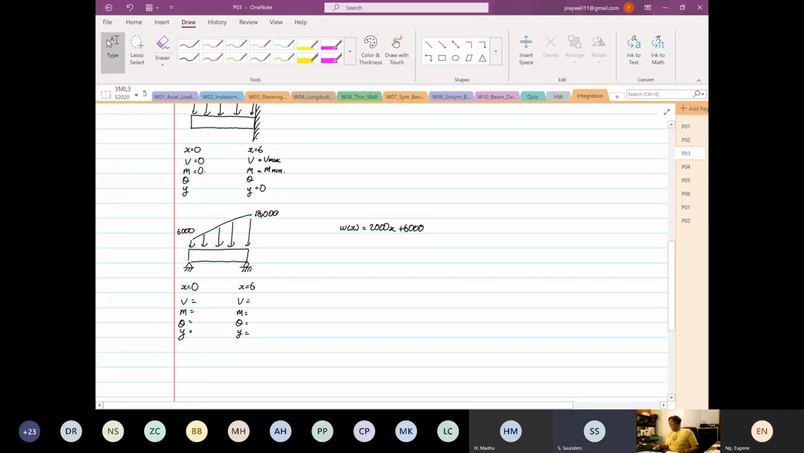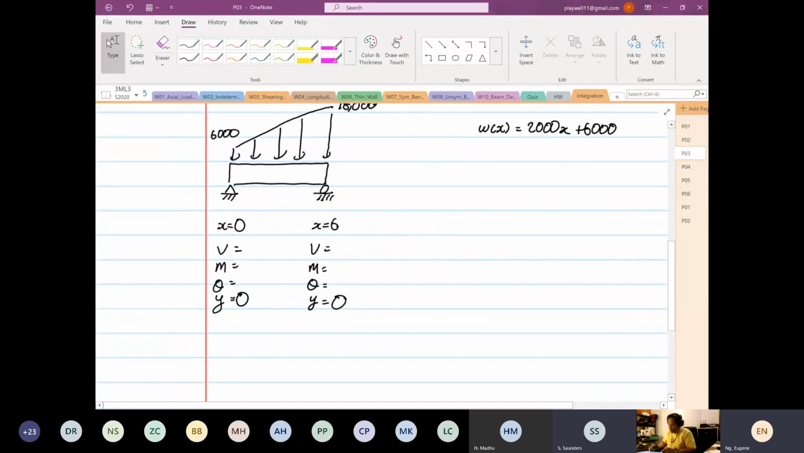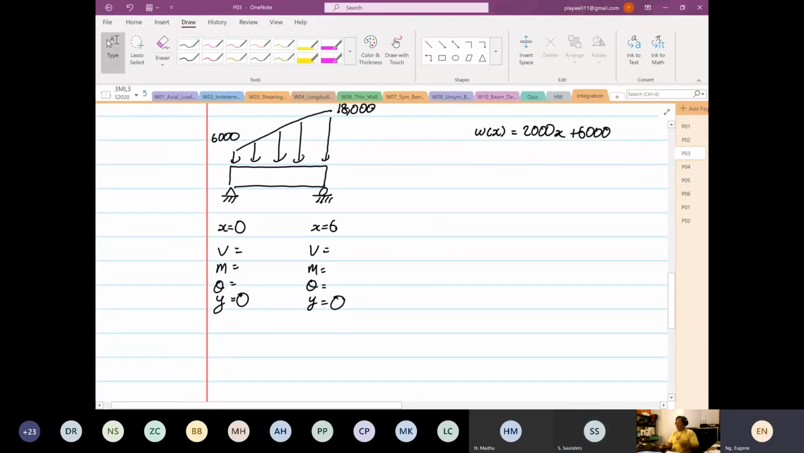Wouldn't y be 0 on both? Yes, y is equal to 0, but y is not helping us down here. We have not integrated to y yet, so it's not going to help us. We only integrate the first time, we get shear force. Integrate the second time, we get bending moment. So what is our boundary condition for V and M, please?